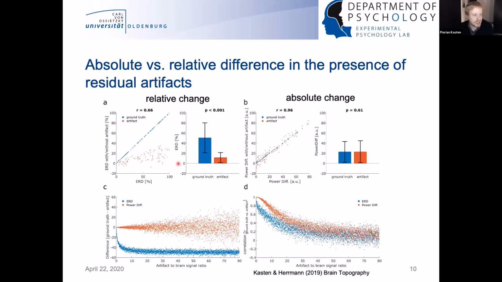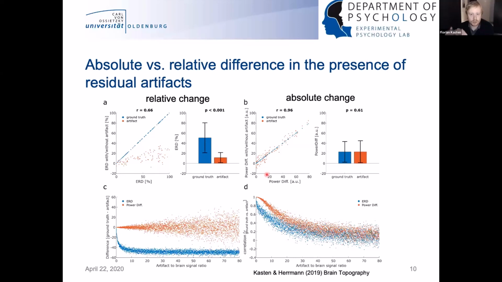And if you add these kinds of artifacts and then recompute the measures, you can see the relative change measure is actually very strongly biased. You get a significant difference. These are the same underlying values. It's just an artifact added to them. And this will give you a significant effect essentially. Whereas if you compute the absolute difference, there's barely a difference between the two means, and the difference still very well resembles what we have in the ground truth data.